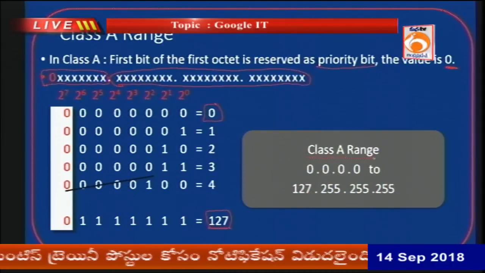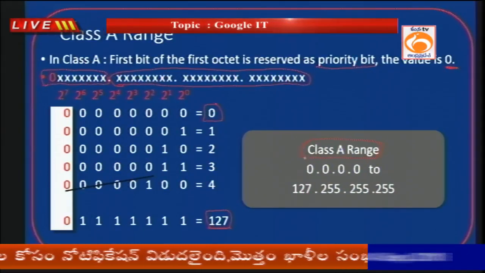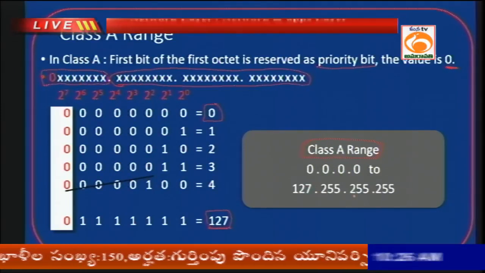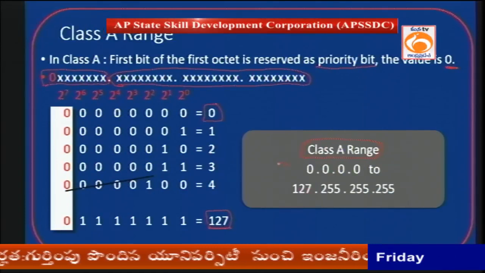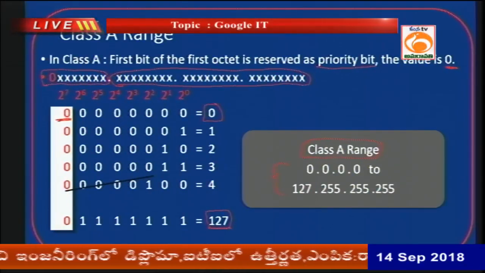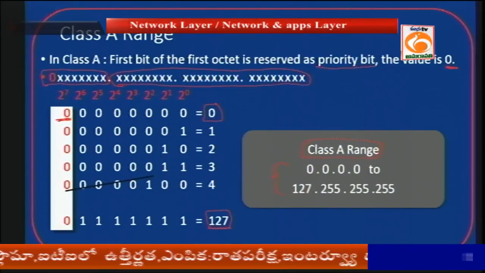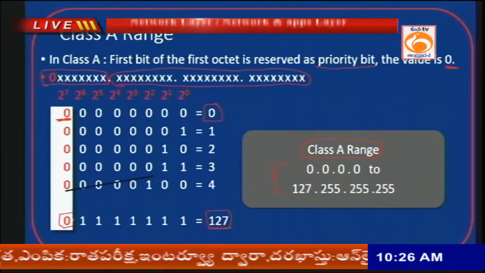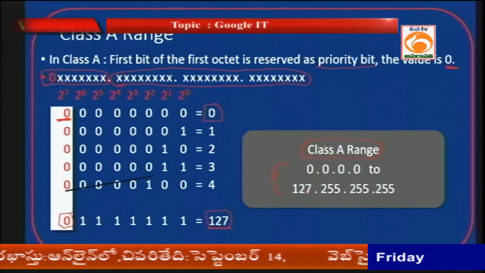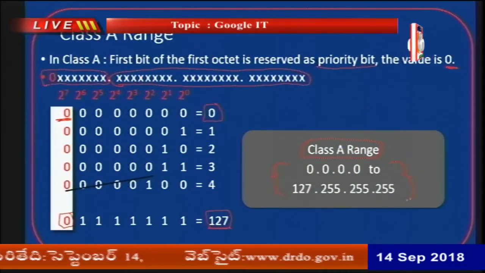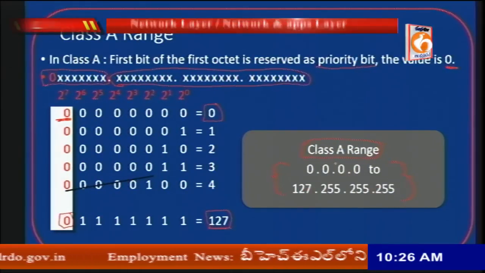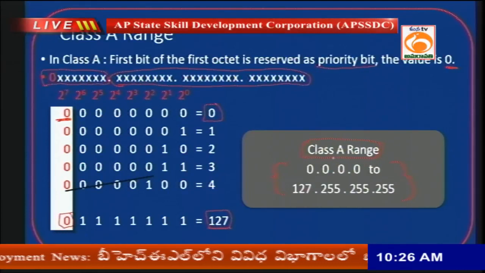So we have seen the total range is from 0.0.0.0 and ends with 255.255.255.255. But for class A, because we have set the priority bit value to 0, by keeping that one bit as 0 throughout, we get the range from 0 to 127. So this is the class A range of IP addresses, and we will be discussing how this will be allocated to the users, organizations and computers.